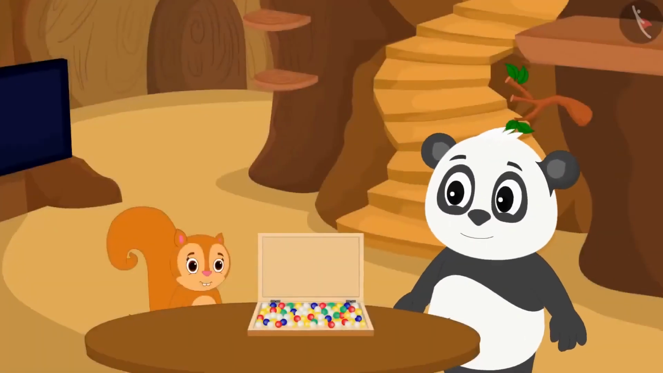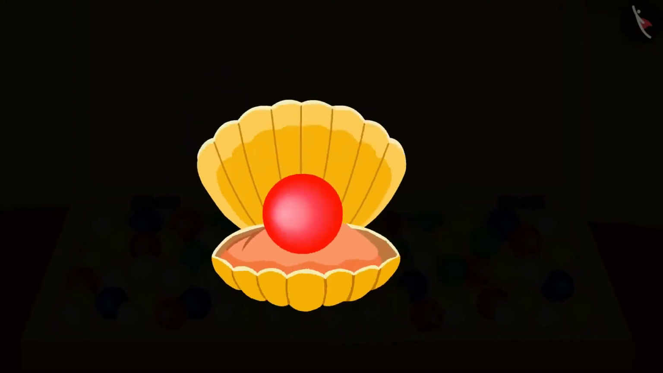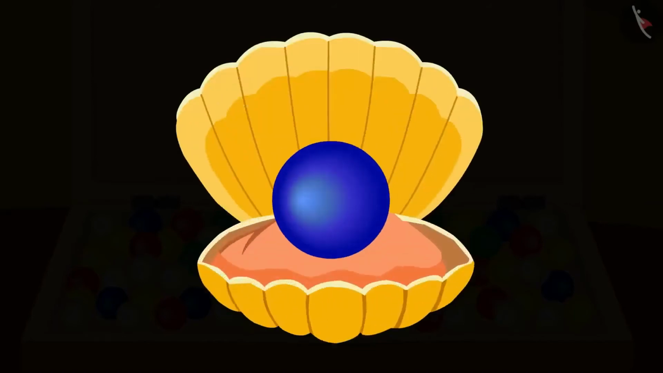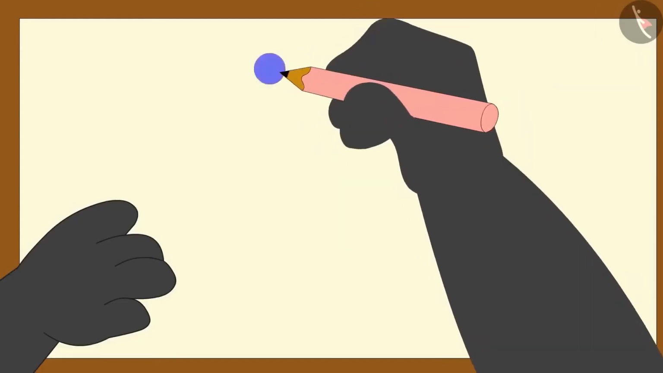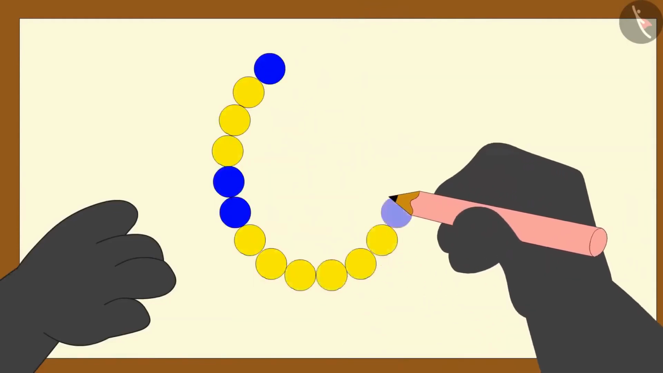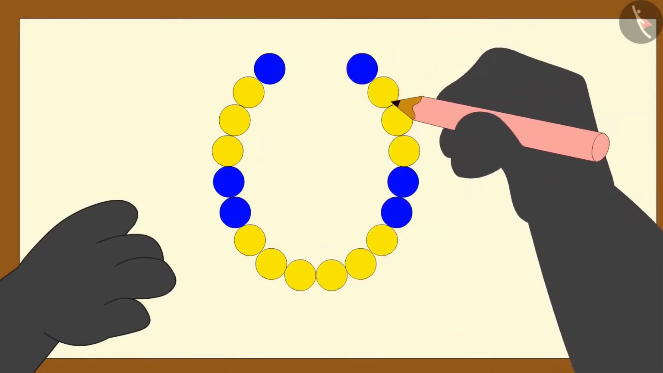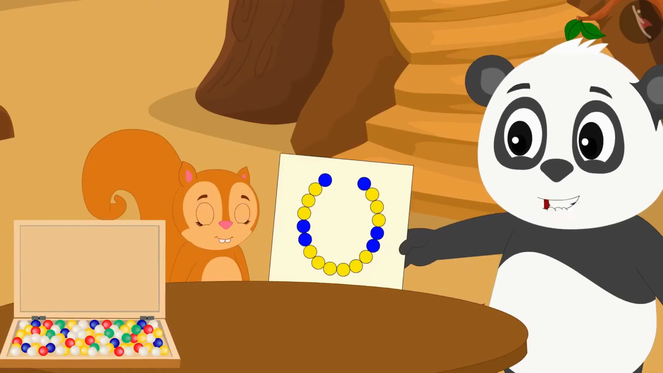Chanda had a box filled with many different colored beads. Golu got very excited on seeing red, green, blue, yellow, and white beads. He made a drawing of blue and yellow beads on a paper like this and said to Chanda, Chanda, let's make a necklace of this design.